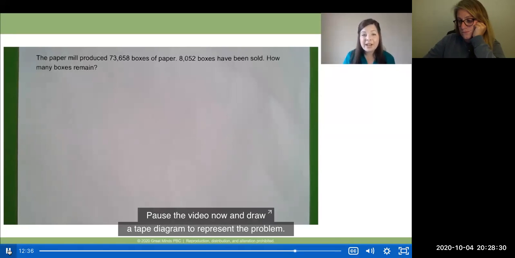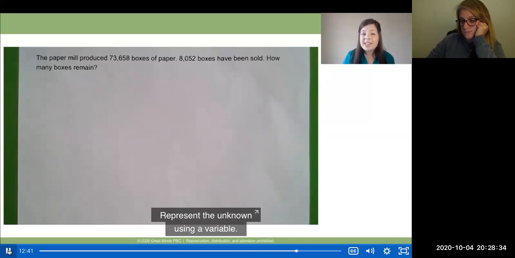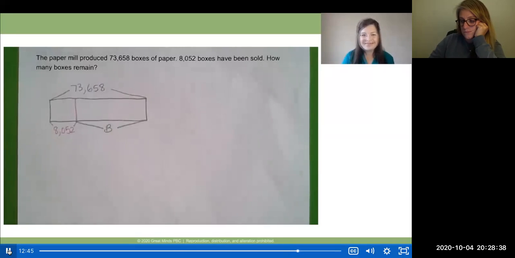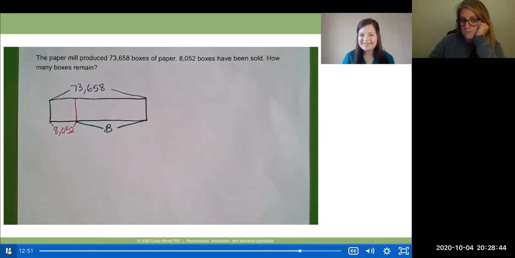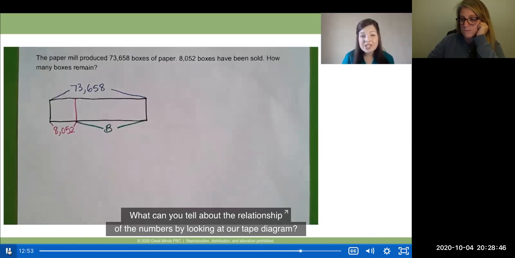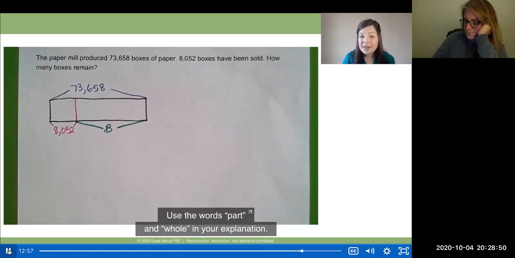Pause the video now and draw a tape diagram to represent the problem. Represent the unknown using a variable. Welcome back. Does your tape diagram look similar to mine? What can you tell about the relationship of the numbers by looking at our tape diagram? Use the words part and whole in your explanation.